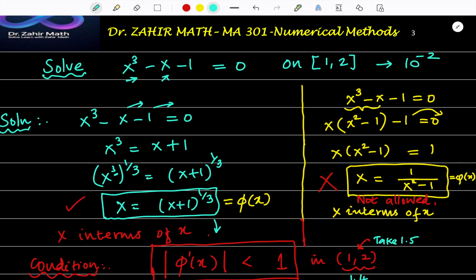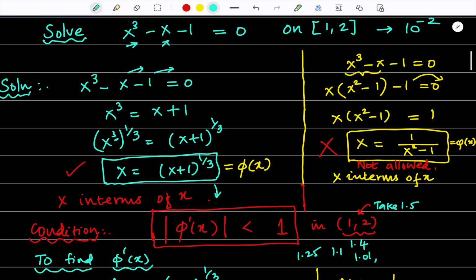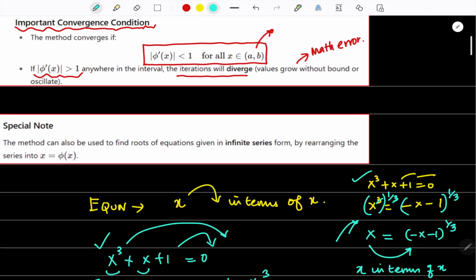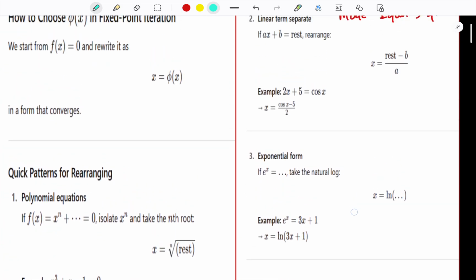You are going to get x power 3 or x power 2 or x power 4. Maximum is x power 4. So you are not going to get big equations. So in a simple way, you try the derivatives, and it will be easy to get it. No, teacher, I want a standard rule. How should I find this phi of x, how should I make x in terms of x in such a way that my phi dash of x is less than 1? Okay, for this we are going to this big paragraph.